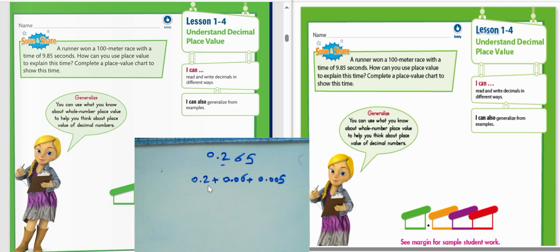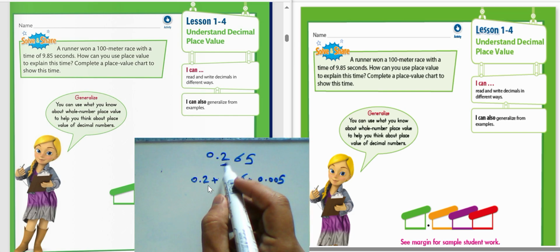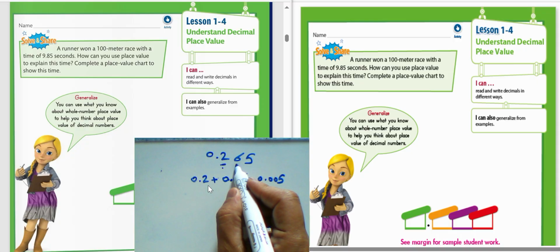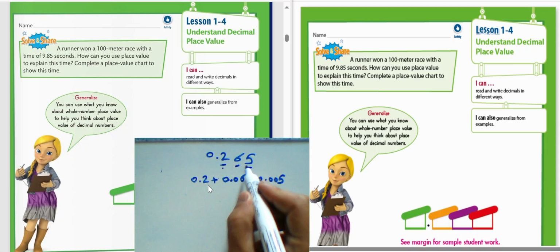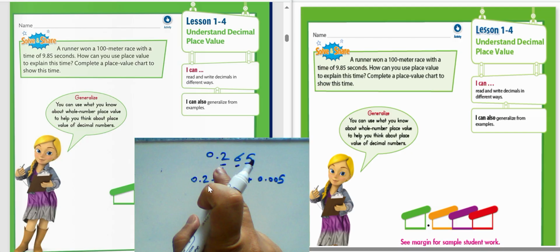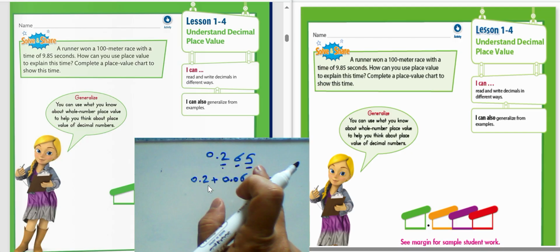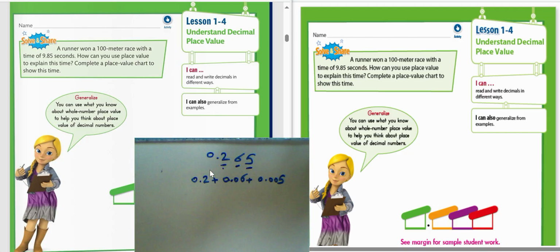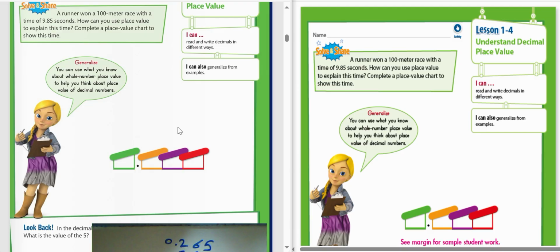Okay, we have the value of each digit here. 2 lies in the tenths place, 6 in the hundredths place, and 5 lies in the thousandths place. Okay, tenths, hundredths, thousandths. Look with me at the example here.